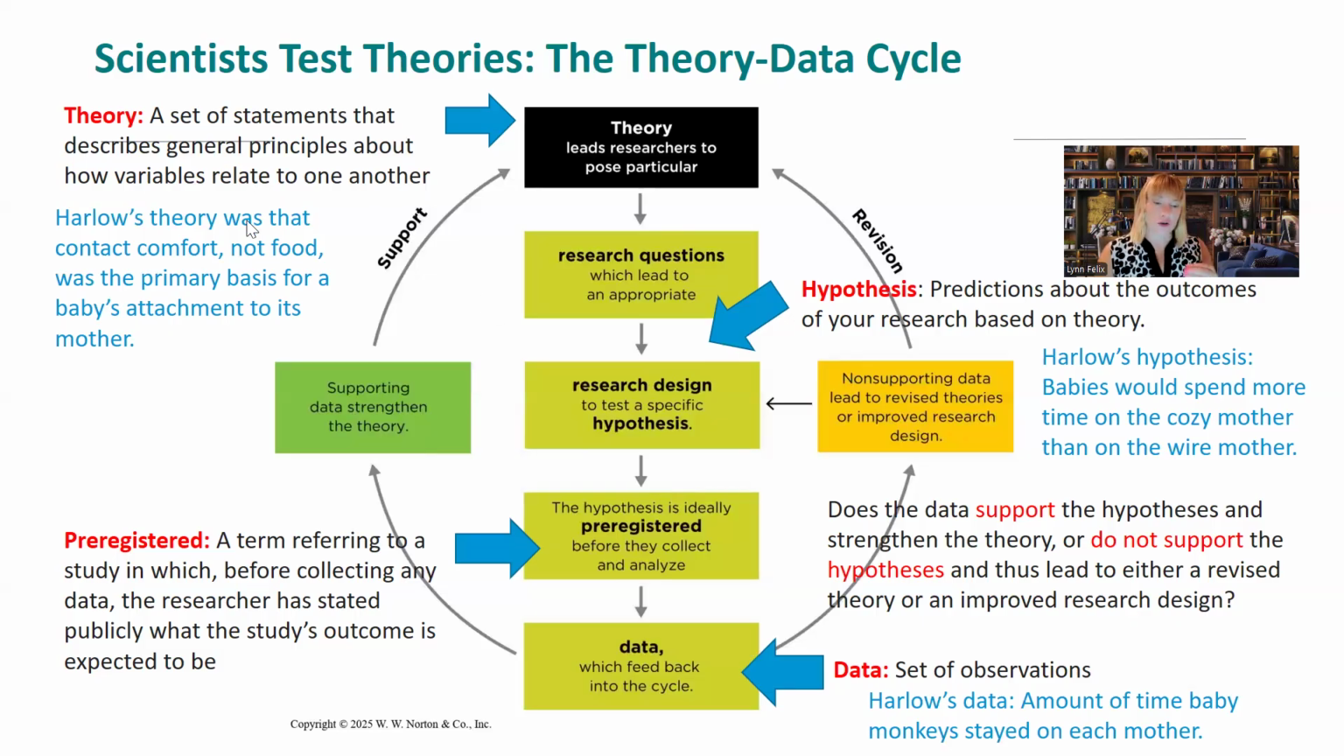Okay. So for Harlow's theory, it was that contact comfort, not food, was the primary basis for a baby's attachment to its mother, right? Harlow's hypothesis was babies would spend more time on the cozy mother than on the wire mother. The data that he collected was the amount of time monkeys stayed on each mother. And come to find out, when he concluded his study, the data showed it supported his theory, right? That attachment, and the hypothesis was that they would spend more time on the cozy mother.